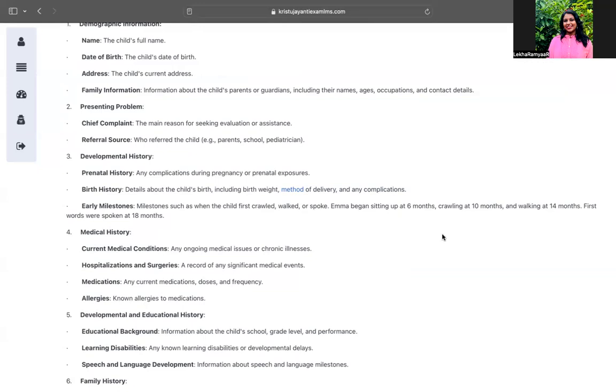Okay. Finally, we move on to developmental and educational history. This talks about, again, specifically how the child has been able to function in the cognitive aspects. So first thing is educational background. Currently, if the child is going to school, what is the grade that the child is achieving, and is the child able to socialize with his or her peers?